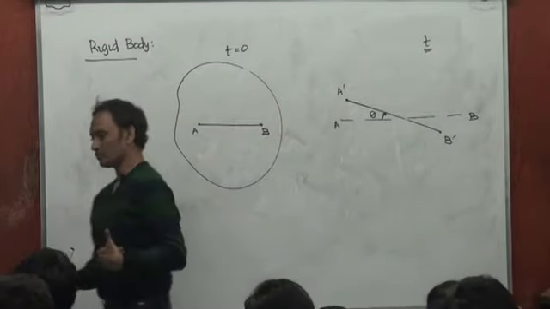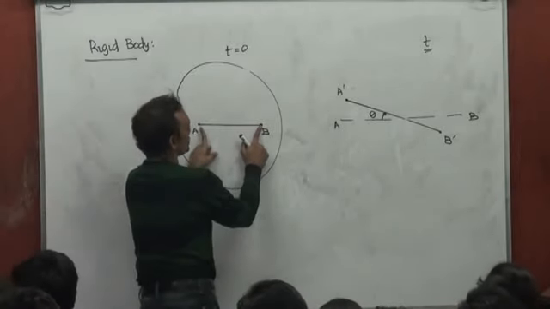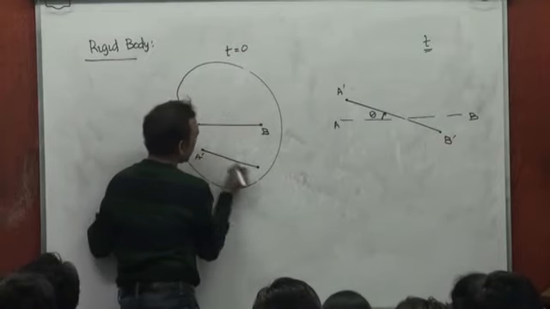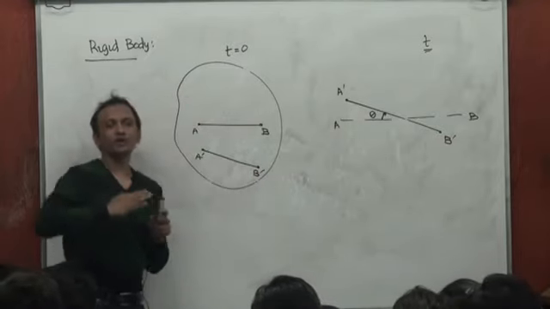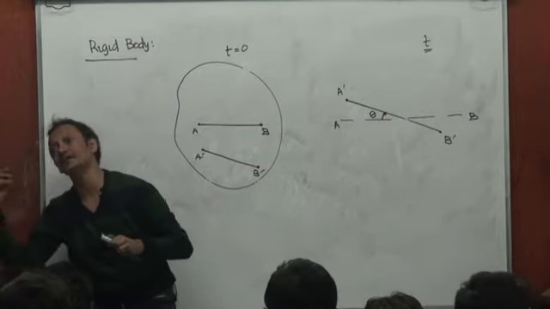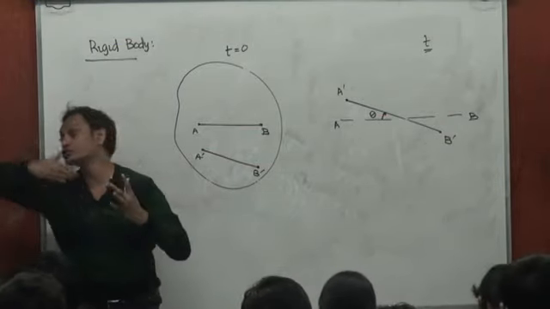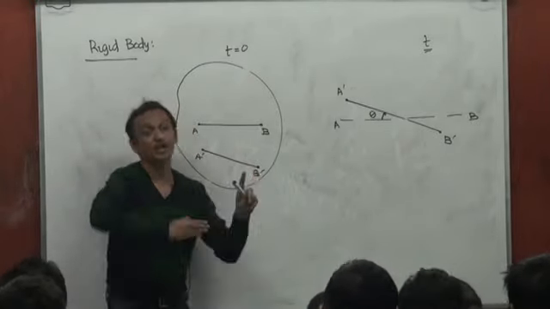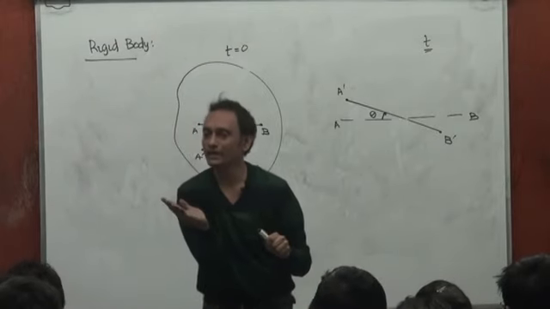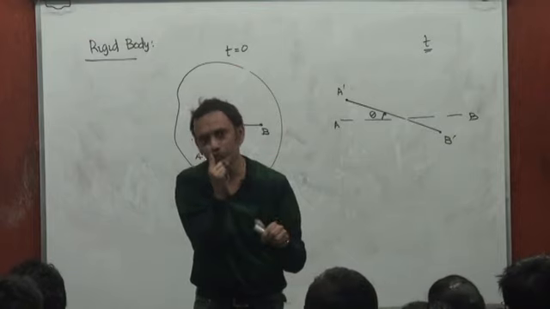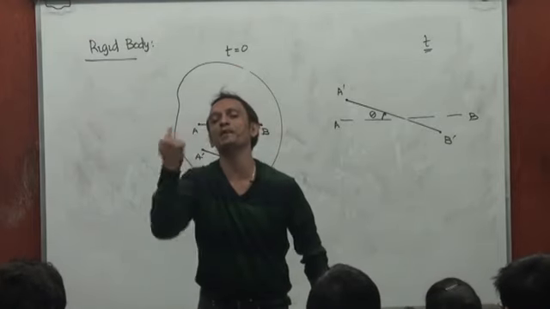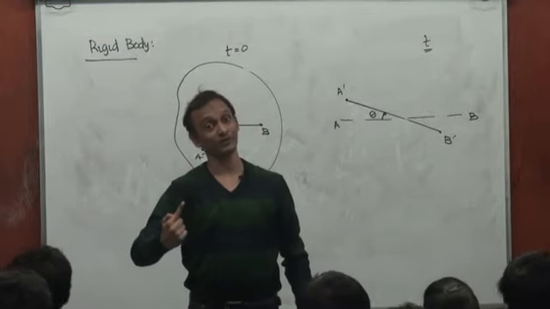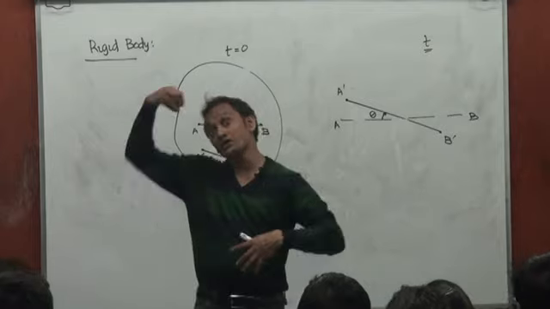And by the way, whether you choose this line as AB or you take any other particles, A prime, B prime, and you measure the extent to which they have got reoriented, it will be the same for a rigid body. The extent to which AB has got reoriented in a given time must be the same as for A prime, B prime. So it does not matter which particles you select for calculating the omega of the rigid body, right?